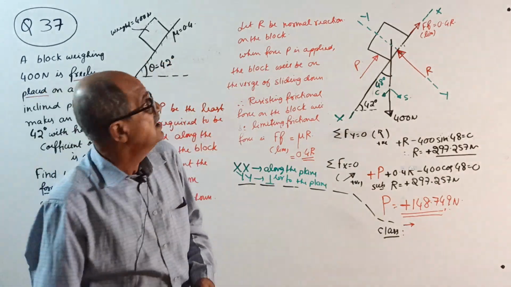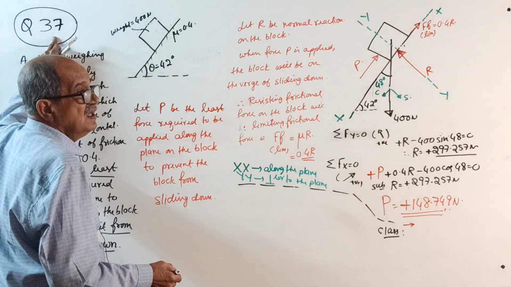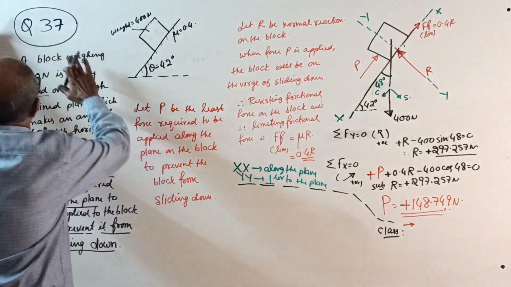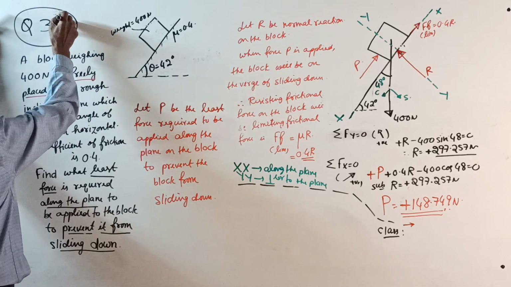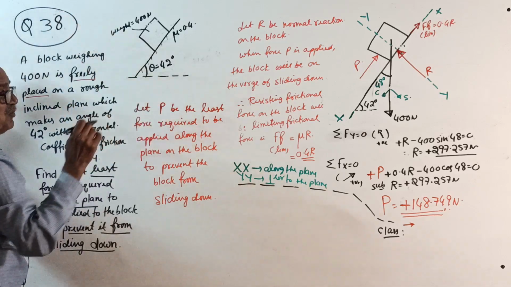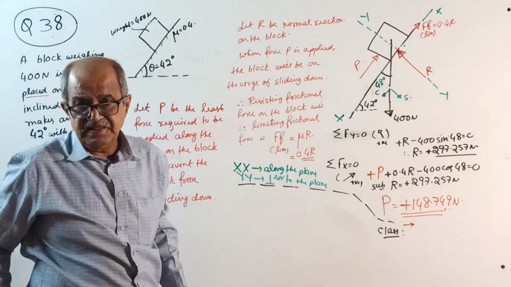Okay, now question number 34, 35 over, 36, 37 over, 38 now. I will write the question and start. This is a new type of question. Little change is there now. Another 3 more questions today.